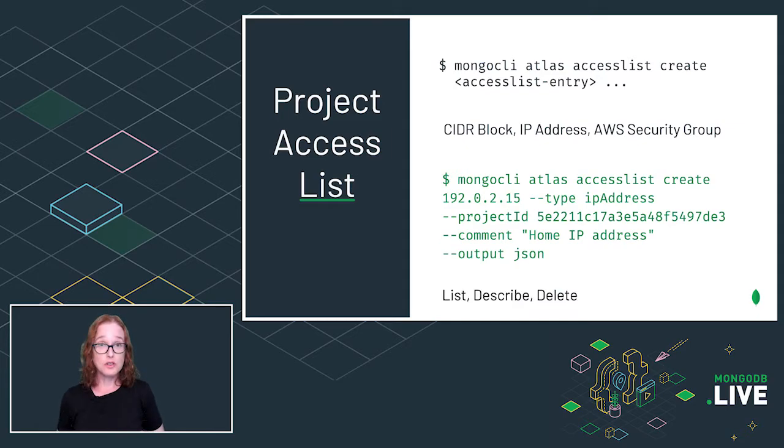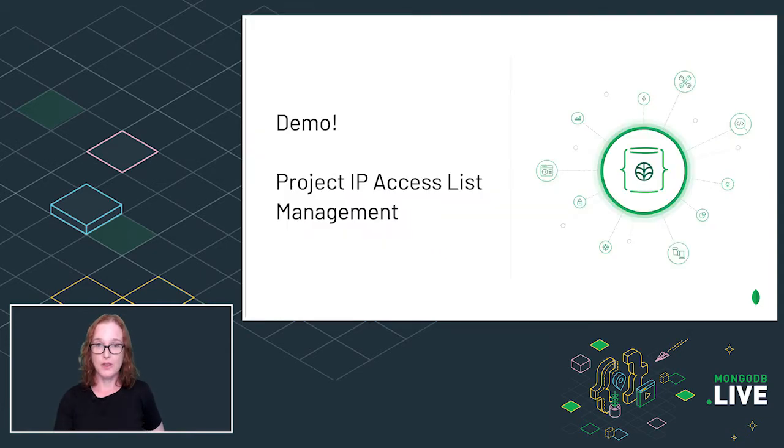And of course, just like we could for the other commands, we can do some more additional commands to list out our IP access and other access list entries. We can use describe to see things like the comments we might have included with them, and of course we can delete them.